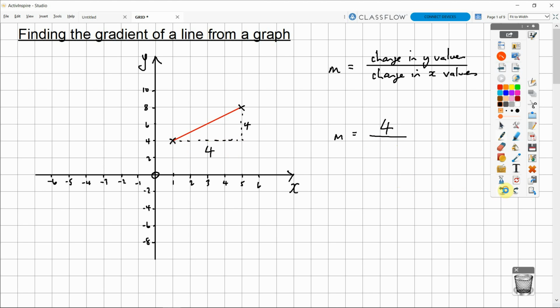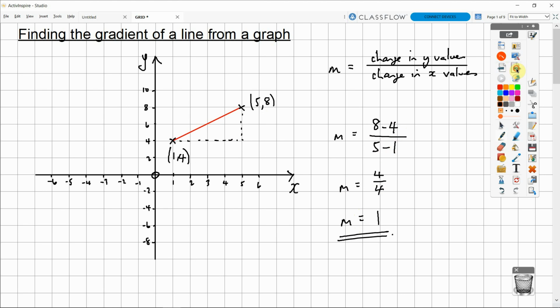But rather than just doing those sums in our head, it's slightly better practice to get used to doing it with coordinates and saying, okay, the change in the y values is 8 take away 4. The change in the x values is 5 take away 1. And so the gradient is equal to 4 divided by 4. This line has a gradient of 1.